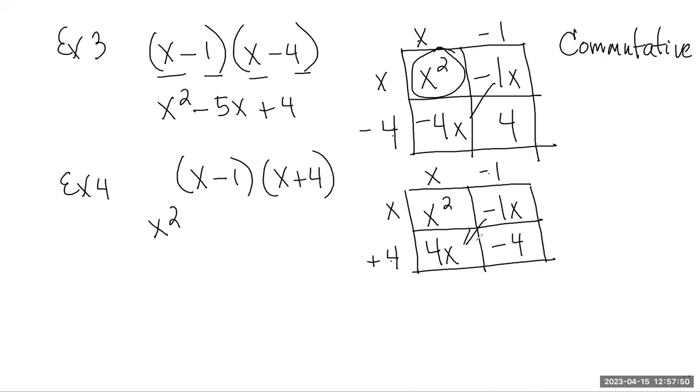Now along our diagonals, this time I'm not going to add. I'm going to subtract. Why? Because I have different signs. So I'm going to subtract and take the sign of the number with the largest absolute value. So 4x minus 1x will give you plus 3x and then minus 4. Okay. All right. Same process with different signs.